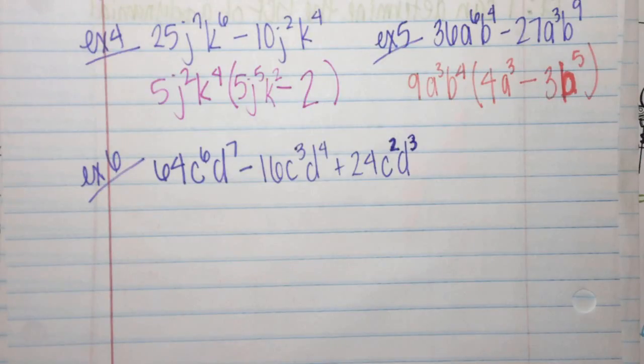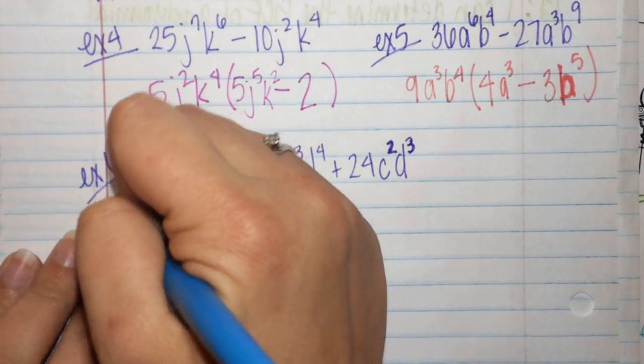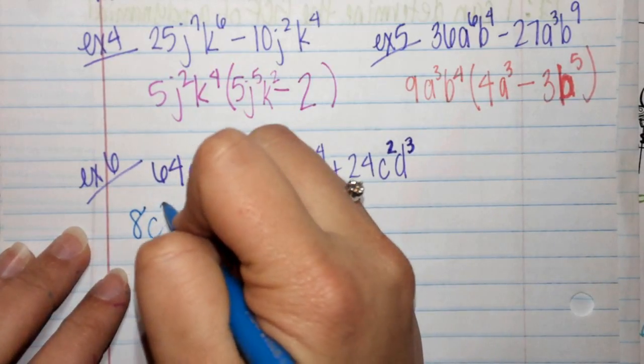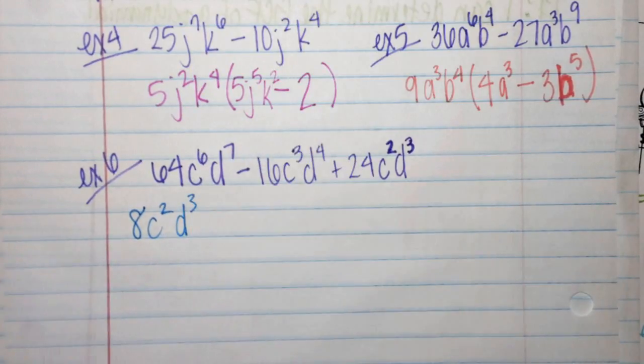Hey, Jessica. What is the biggest number that goes into those? 8. What's the smallest exponent of C? 2. What's the smallest exponent of D? 3. Alright, now divide that without me.